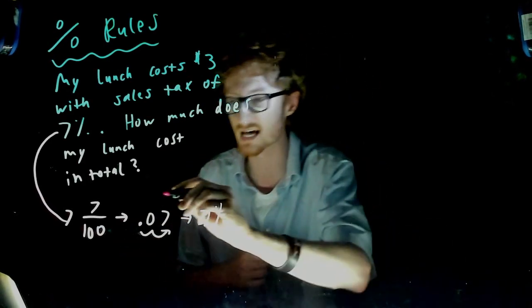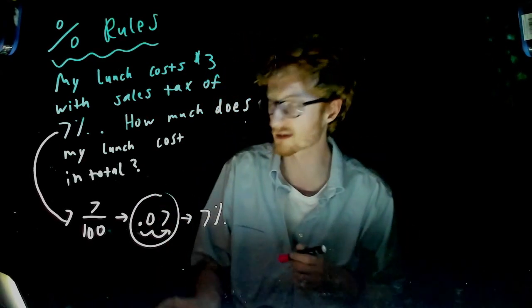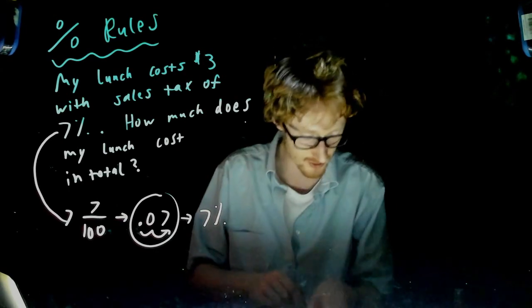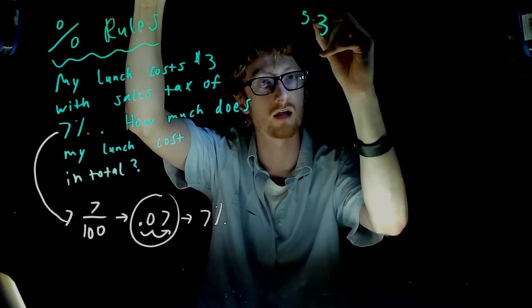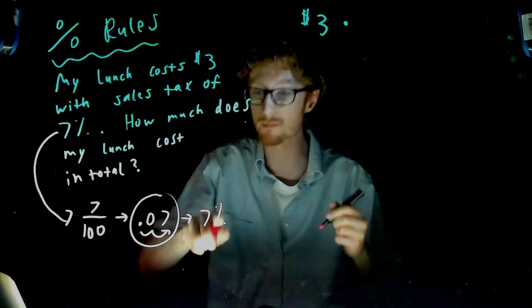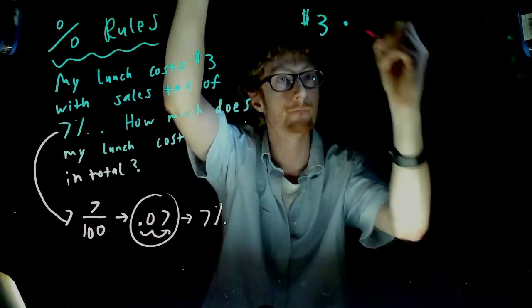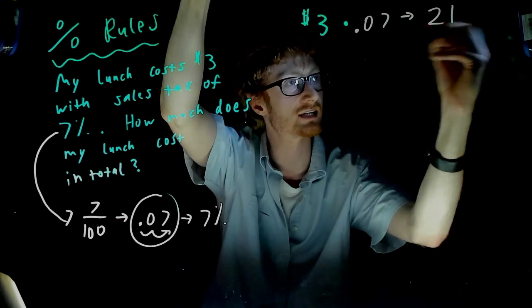Now, I'm going to use this decimal to help us calculate it because it's pretty easy to type it in with these simple calculators to get an answer. So how do I determine how much it will be? Well, all I got to do is take my original cost, the $3, and multiply it by the sales tax, which we determined was 7%, but remember, as a decimal, it would be 0.07. And if I type that in the calculator, I end up getting 21 cents of sales tax.